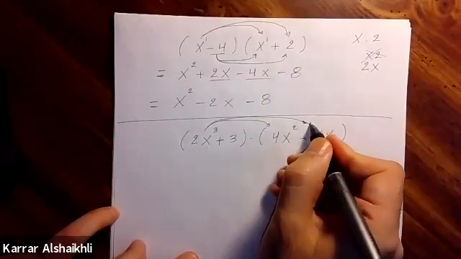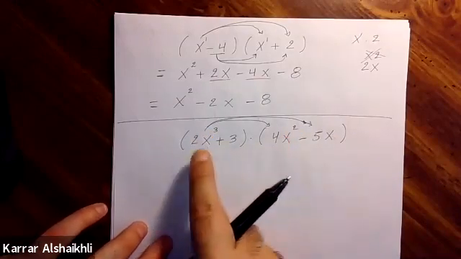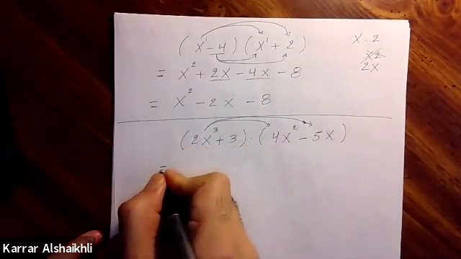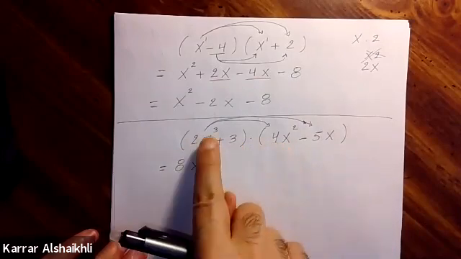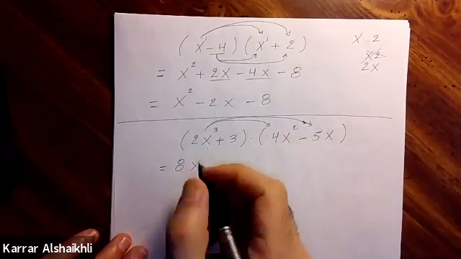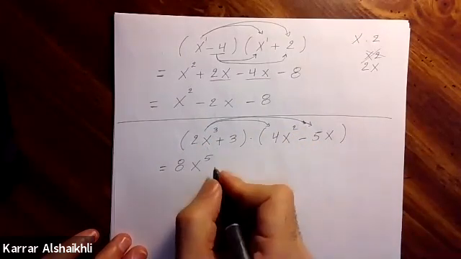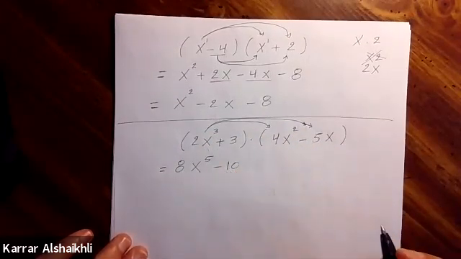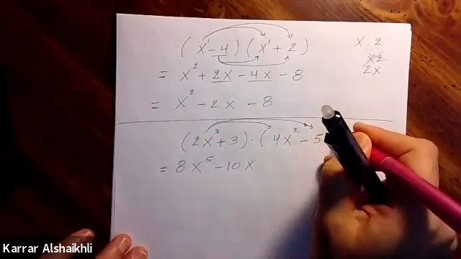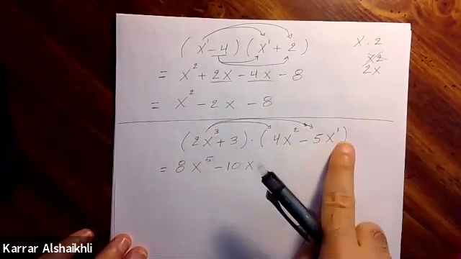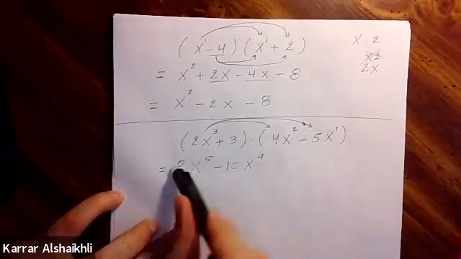So 2x cubed times 4x squared. 2 times 4 is going to be 8. Here is the x. Multiply the numbers, add the exponents. 3 plus 2 is going to be 5. 2 times -5 is going to be -10. Add the exponents. 3 plus 1 is going to be, because this is an invisible one here, 4. We're done from the first one. Let's make a space here.